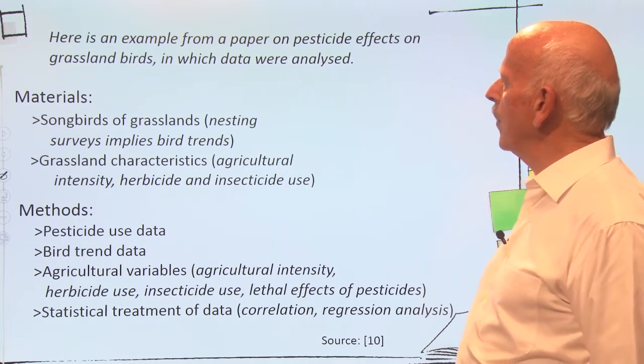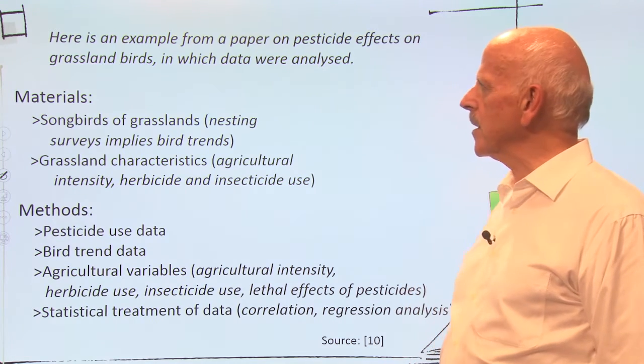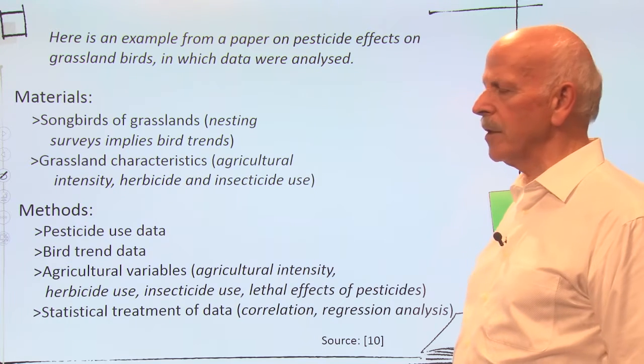Here's another example from a different type of paper. This is a paper written about the effects of pesticides on grassland birds in the United States.